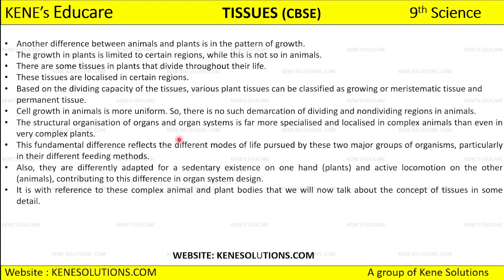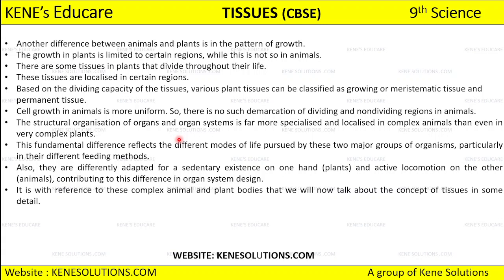Also, plants and animals are differently adapted, with a sedentary existence on one hand. Plants have a sedentary existence where they do not move from one place to another, while animals show active locomotion. Why do animals move from one place to another? In search of food, shelter, and mates. Plants show a sedentary existence; they are fixed at one place only. This is how they contribute to the difference in organ system design.